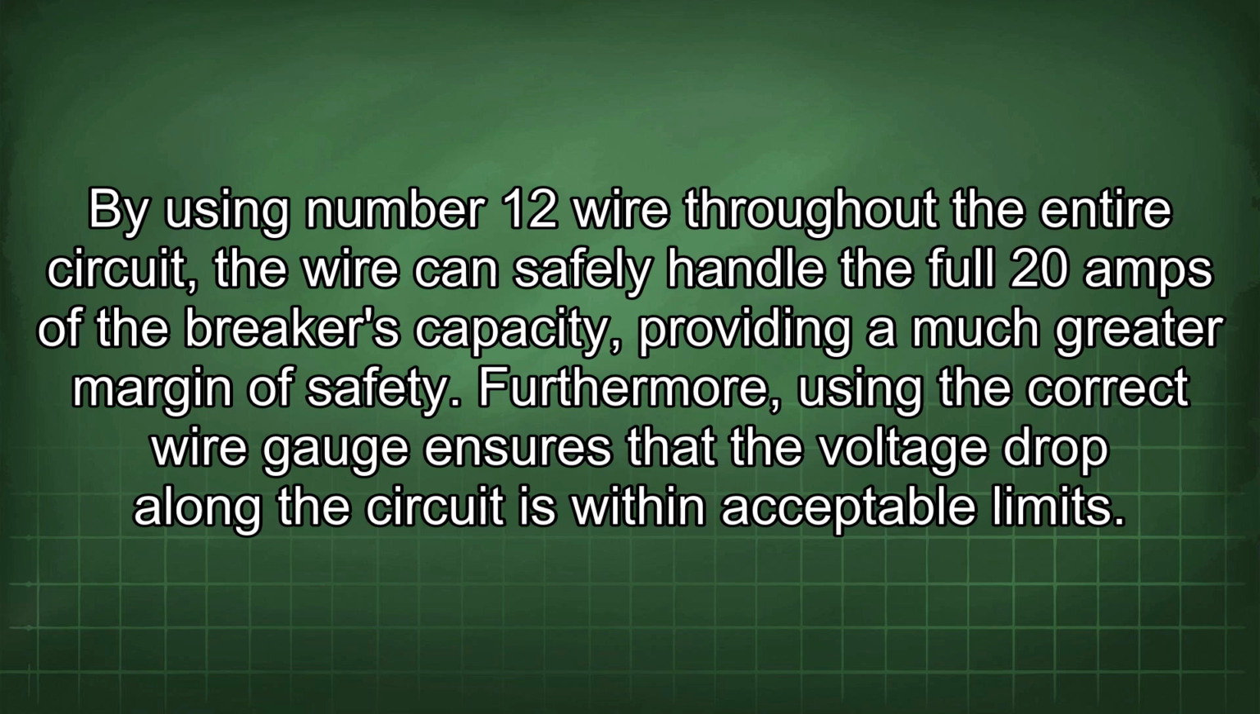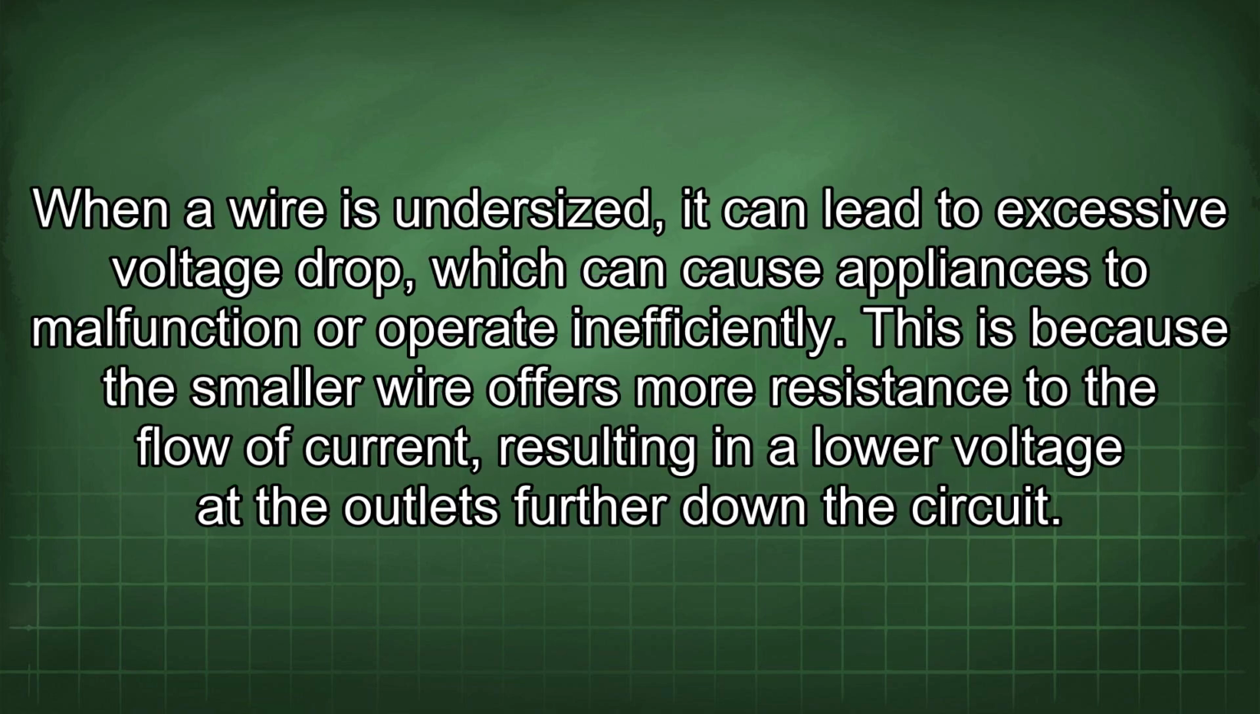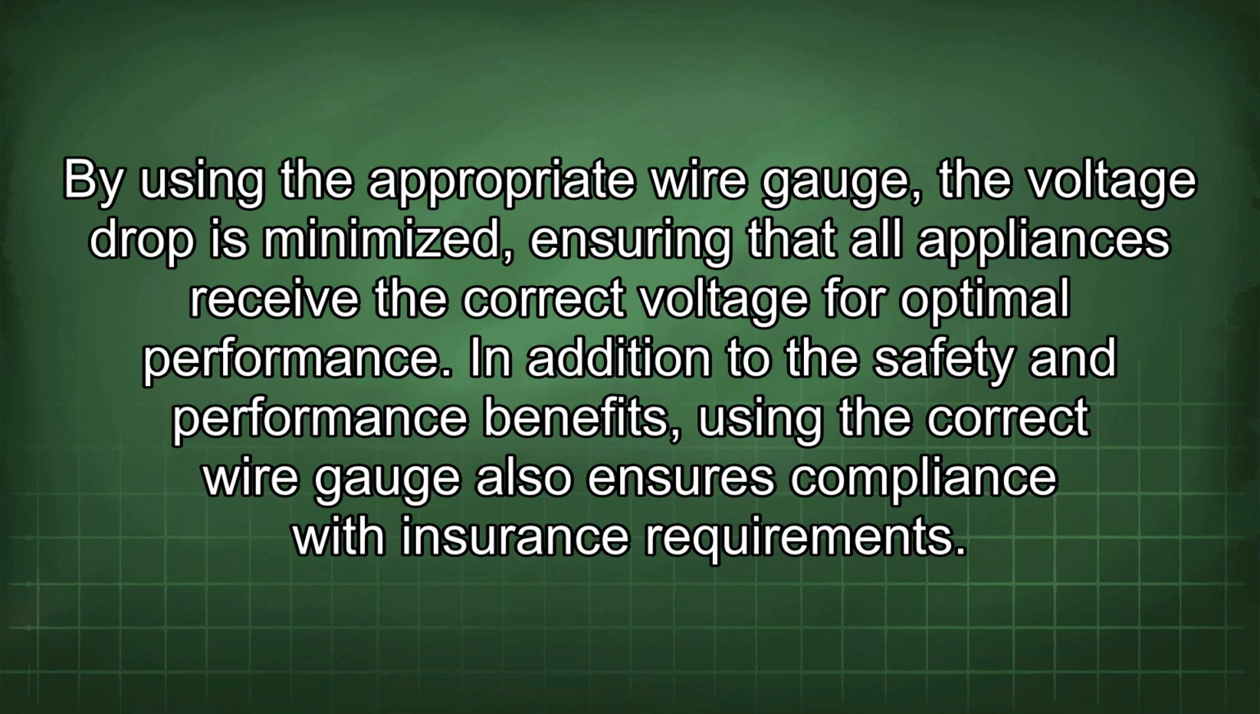Furthermore, using the correct wire gauge ensures that the voltage drop along the circuit is within acceptable limits. When a wire is undersized, it can lead to excessive voltage drop, which can cause appliances to malfunction or operate inefficiently. This is because the smaller wire offers more resistance to the flow of current, resulting in a lower voltage at the outlets further down the circuit. By using the appropriate wire gauge, the voltage drop is minimized, ensuring that all appliances receive the correct voltage for optimal performance.